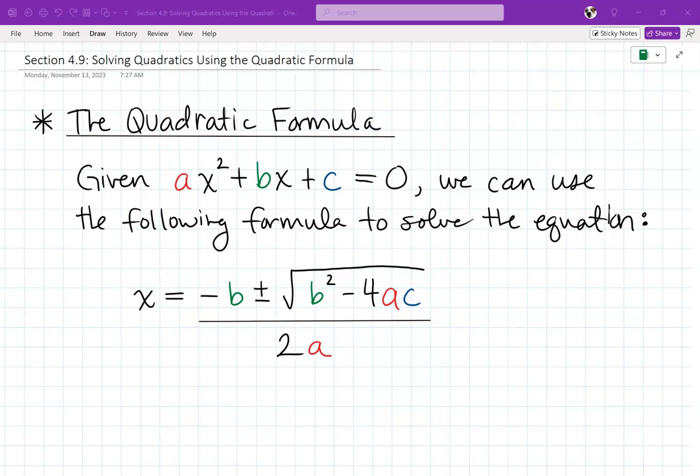It says x equals negative b, plus or minus the square root of b squared minus 4ac, over 2a. So you're multiplying 4 times a times c together inside that square root.